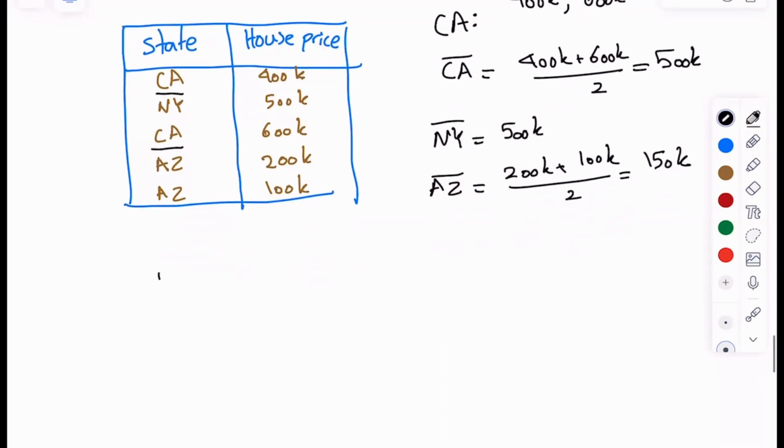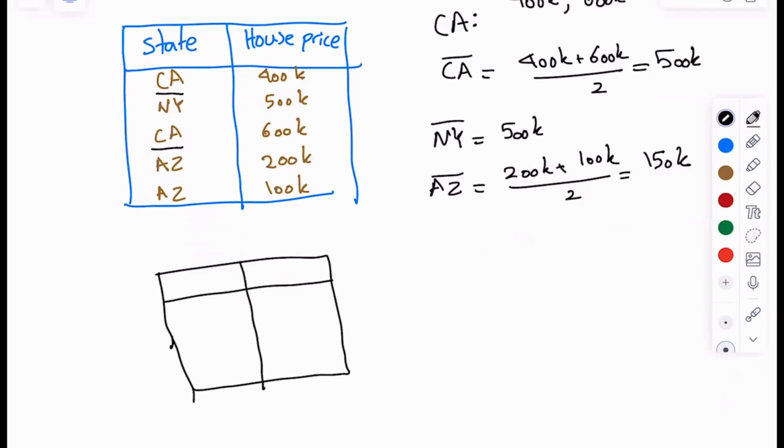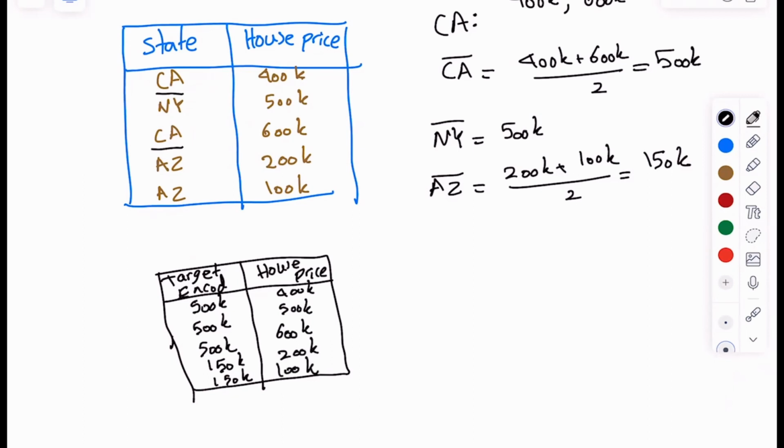So when we go to the new representation, we call this one target encode and house price. Anything you see California, just replace it with 500, then 500, 500, 150, 150, and then you get the target here as well. As simple as that. That was the target encoding.